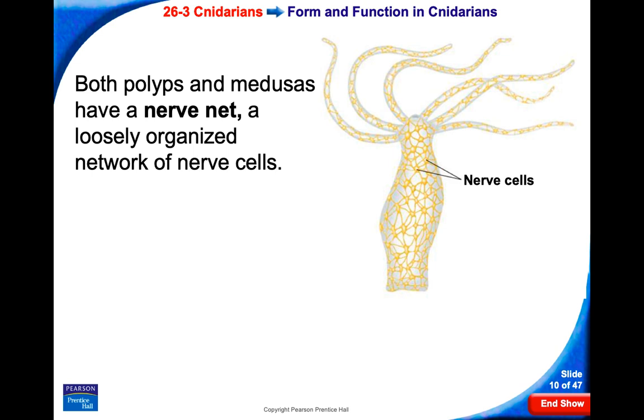Okay, in terms of response to environment, cnidarians have a very basic nervous system. It's not as complex as chordates, for example, where there's a brain and an actual nervous system, but they do have something called a nerve net, which is this loosely organized collection or network of nerve cells. And these nerve cells are going to allow that cnidarian to detect stimuli, usually by touch. So if something brushes up against it, the nerve cells in that nerve net will detect it, and then the cnidarian responds in whatever way.